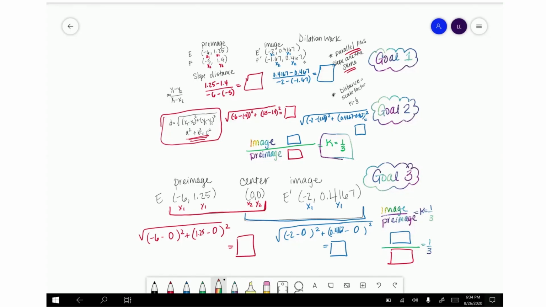So now you take a picture of your work and you submit it with all of the work completed. Make sure it's organized and it makes sense and you have worked out the answers so you can verify what you have done. All right, if you have any questions, feel free to reach out.